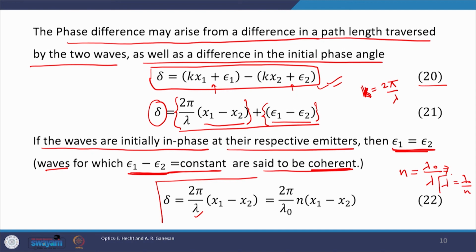Now, we will pick this expression and substitute it back here, and this gives del as 2 pi by lambda naught into n, which is the refractive index of the medium, multiplied by (x 1 minus x 2), the path length difference. What is lambda naught? Lambda naught is the wavelength in vacuum. What is lambda? Lambda is the wavelength in a medium of refractive index n. They are related by the relation refractive index n is equal to lambda naught by lambda. We can easily derive this relation from the n is equal to c by v relation.